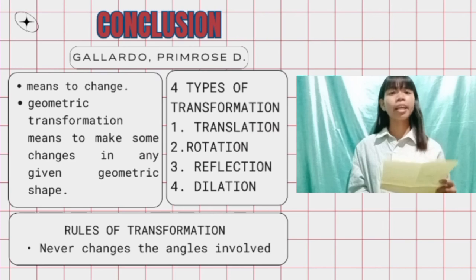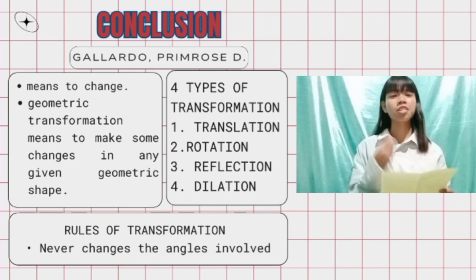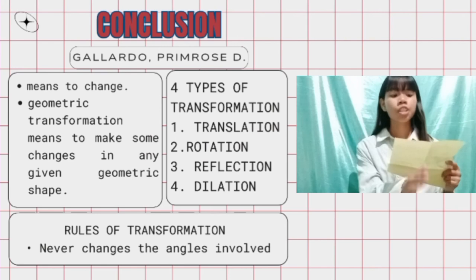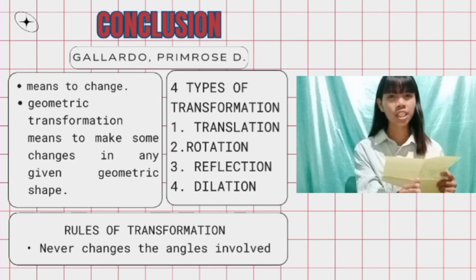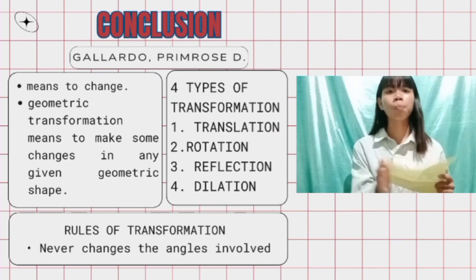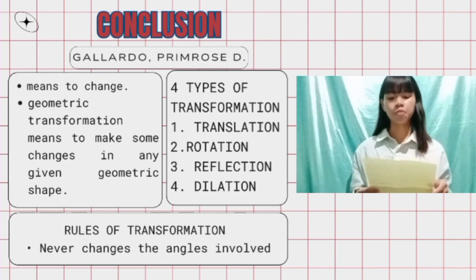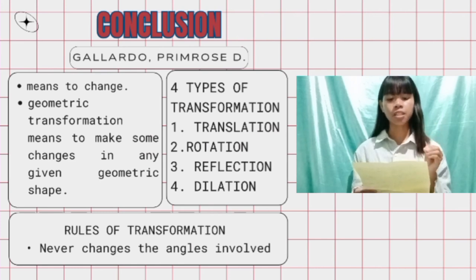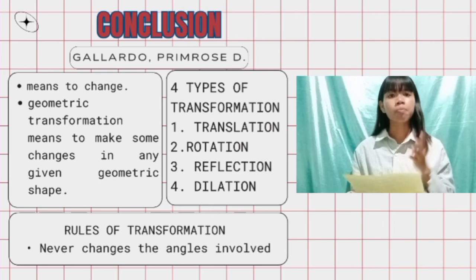In summary, in this lesson, so that we can understand and familiarize more with our topic, transformation means to change. And geometric transformation means to make some changes in any given geometric shapes. And there are 4 common types of transformation. And the difference in these 4 types of transformation is, first, the translation. Note, guys, this is the difference of these 4 types of transformation.